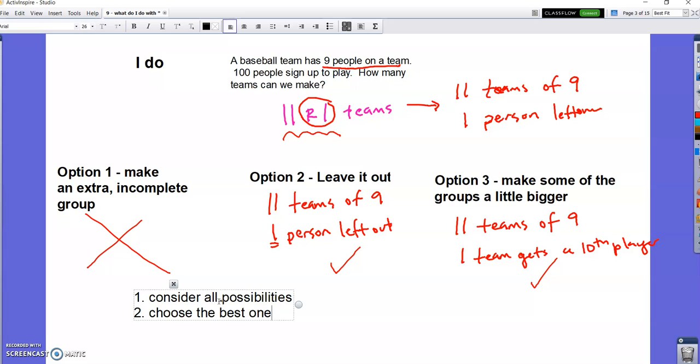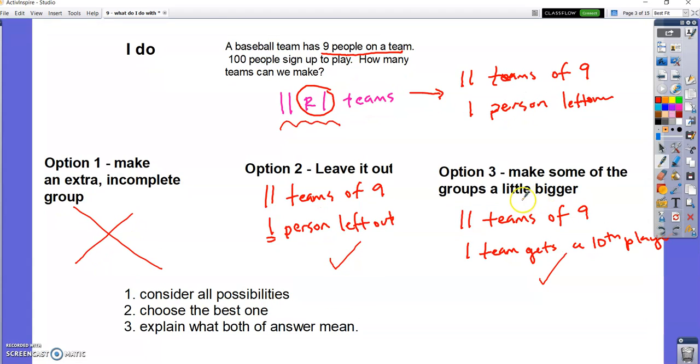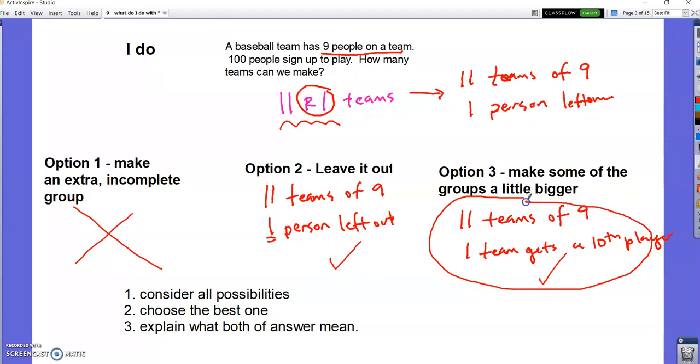It's okay to explain both, but you may not want to all the time. And so number 3 is explain what both parts of the answer mean. Right? So now that we're saying we can't say we have 11 remainder 1 teams, if this one were me, I would probably choose this one, option 3.